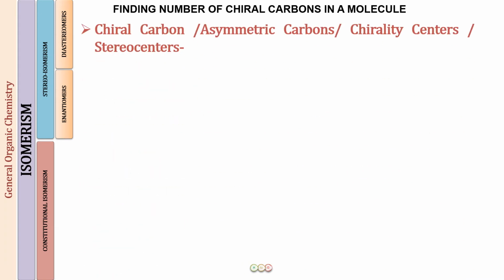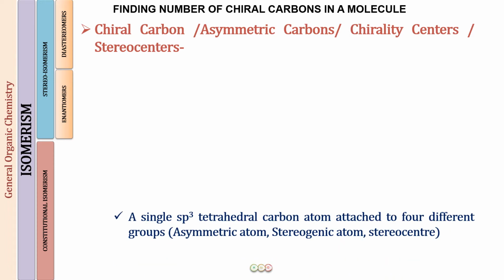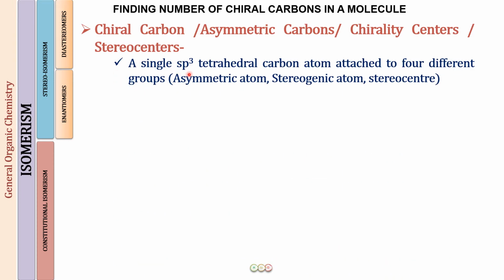A chiral carbon is also called an asymmetric carbon. It is also called a chirality center, a stereo center, or a stereogenic center. But what is a chiral carbon? Well, a single sp3 tetrahedral carbon atom attached to four different groups is called a chiral carbon.